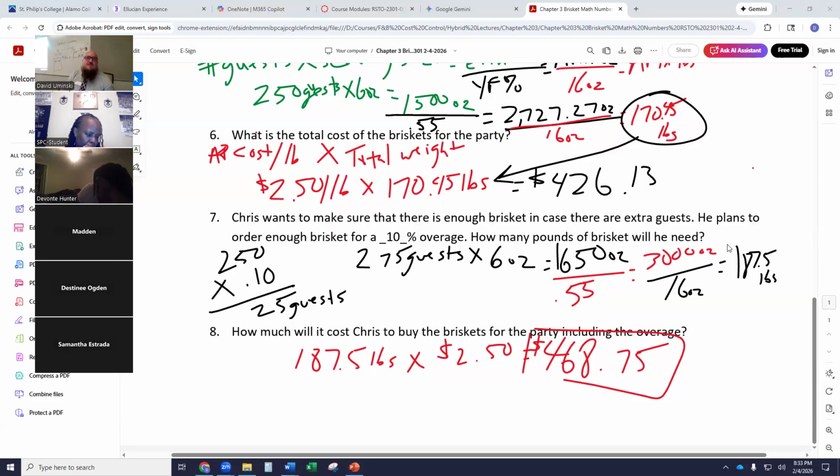All right, questions, comments, concerns about this brisket math? Oh, I see a chat. Hold on. Brian, for servings, we round down. Yes, because it's that whole number, correct?